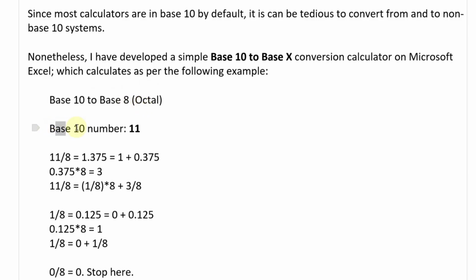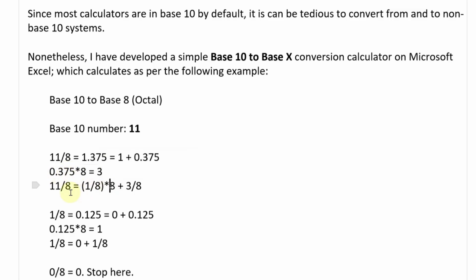So if we have a base 10 number 11, we want to convert it to base 8. The procedure is to divide 11 by 8. So 11 divided by 8 equals 1.375, then separate this out into a whole number plus the remainder. So 1 plus 0.375. Now, 0.375 times 8 equals 3, so it goes evenly into 8. So that means if we just move this 8 over here, 3 over 8 is equal to 0.375.